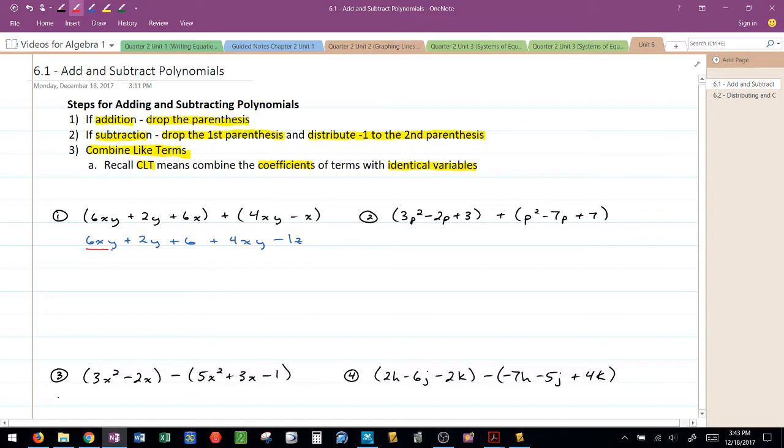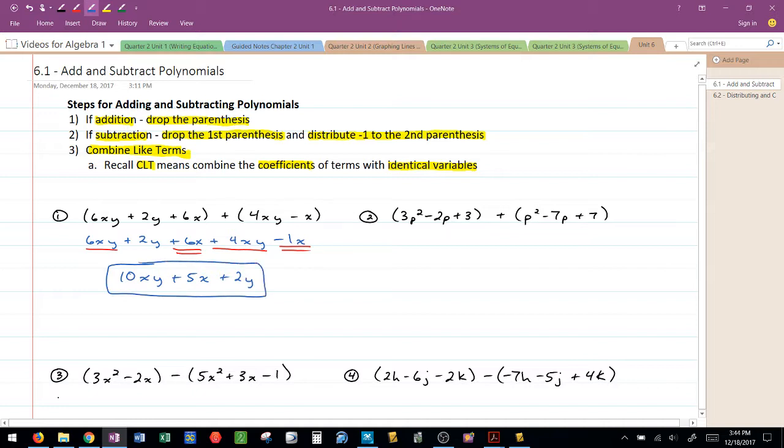I'm looking for like terms. I have 6xy and positive 4xy, which would combine to give me 10xy. I have no other like terms in here that I see. Sorry, I wrote down a z there for some reason. That should be an x. That's a 6x. Sorry. Okay, so now I'm going to combine my 6x and my -1x. And that's going to give me a positive 5x. Then I have this one other term left over, plus 2y.